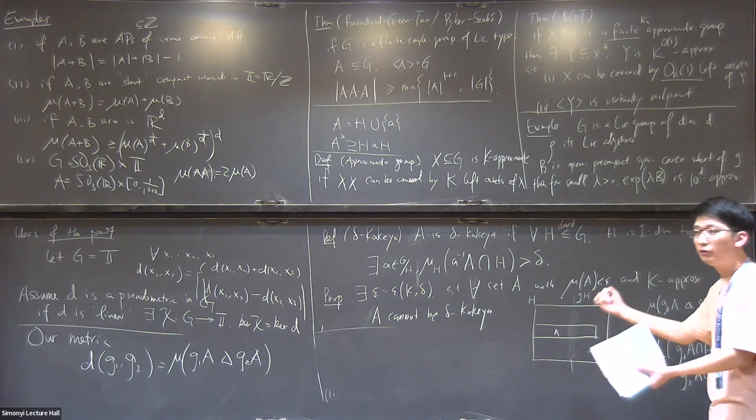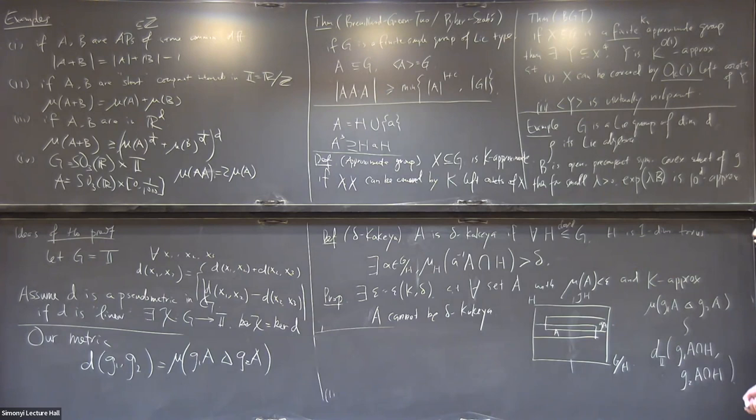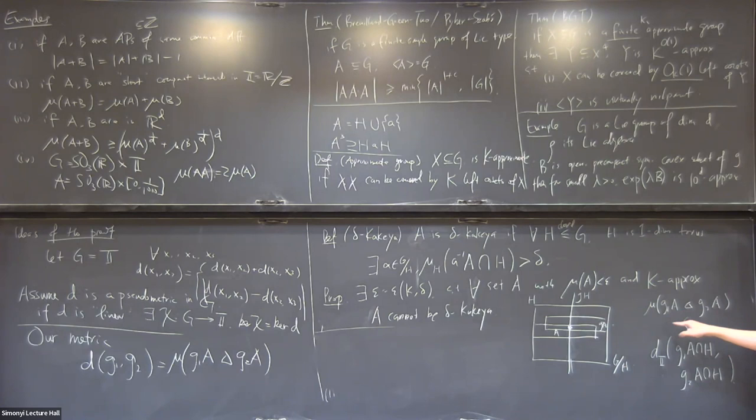And for GA, so this is GA. If one can prove some structure like this, then by looking at a generic fiber, the distance between here will be almost the difference of this translation. So the length here is almost the same.